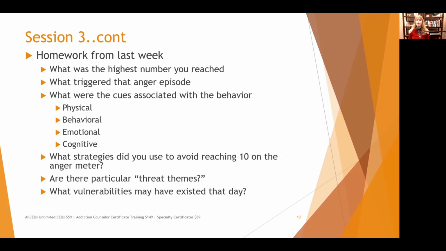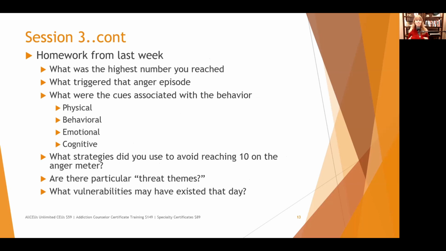Homework. Have people review their homework from the prior week and examine the highest number they reached in intensity and in duration and see what triggered that episode. Let's look at your worst episode from last week. What were the cues associated with the behavior? Physically, behaviorally, emotionally, and cognitively, what was going on?